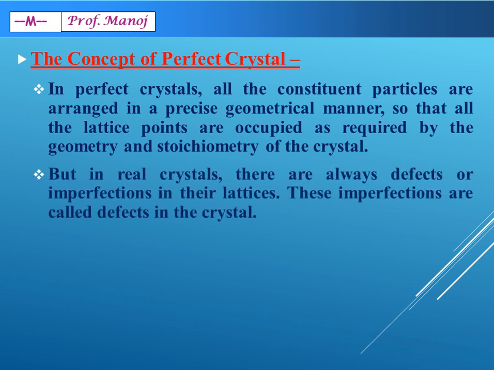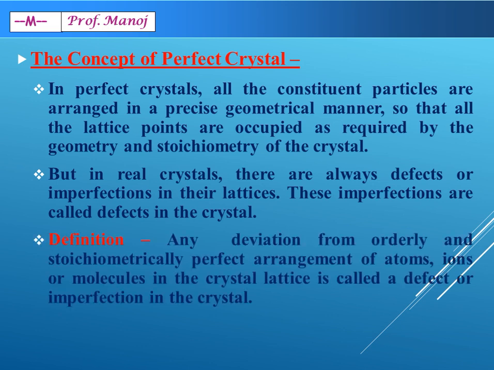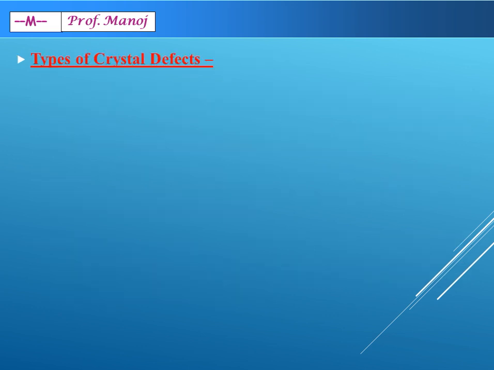In real crystals, it is not so. Things are slightly different and there are what we call defects or imperfections. These imperfections are also known as defects in the crystals. So, scientifically, the definition becomes: any deviation from orderly and stoichiometrically perfect arrangement of atoms, ions, or molecules in a crystal lattice is known as defect or imperfection. Let us now study these imperfections in detail.